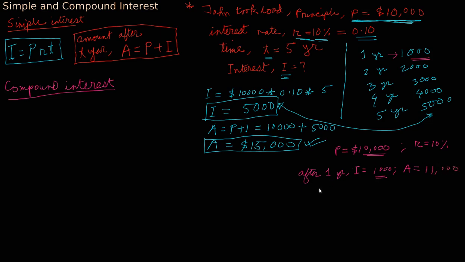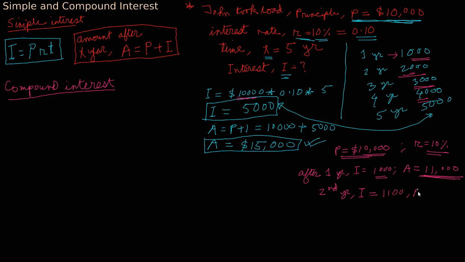Now in the second year, when you are going to calculate the I, that time we cannot use this P. Remember, in this equation I have used the same P for the simple interest, but for this case I have to use this new amount. Okay, so what is going to be the interest? 10% interest for an amount of $11,000. So interest will be basically $1,100.